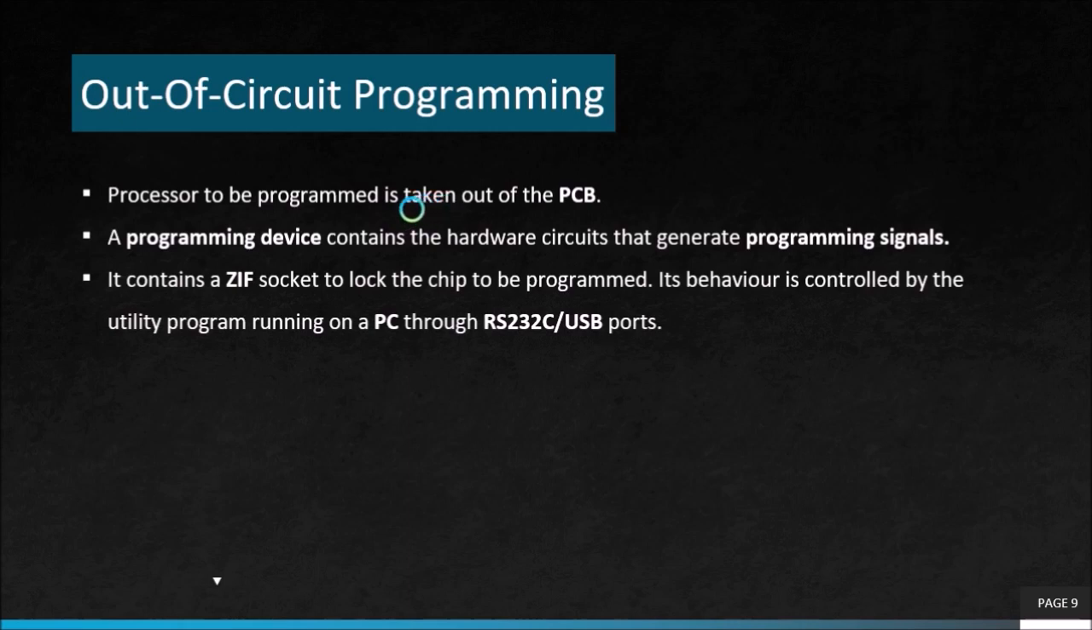Here, we use an external module called a programming device to load the firmware into the code memory of our processor. The device generates programming signals, and this is what we need for the actual programming. The device also contains a ZIF socket to lock the processor in place. This processor can also be a chip or an IC, as we have discussed before.